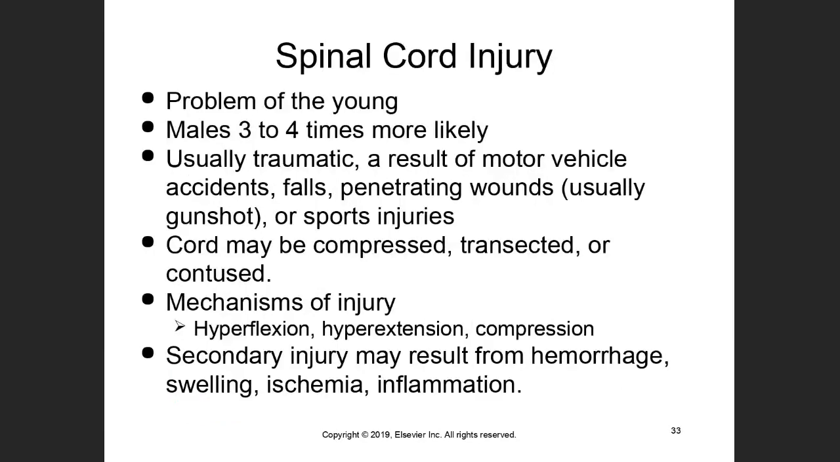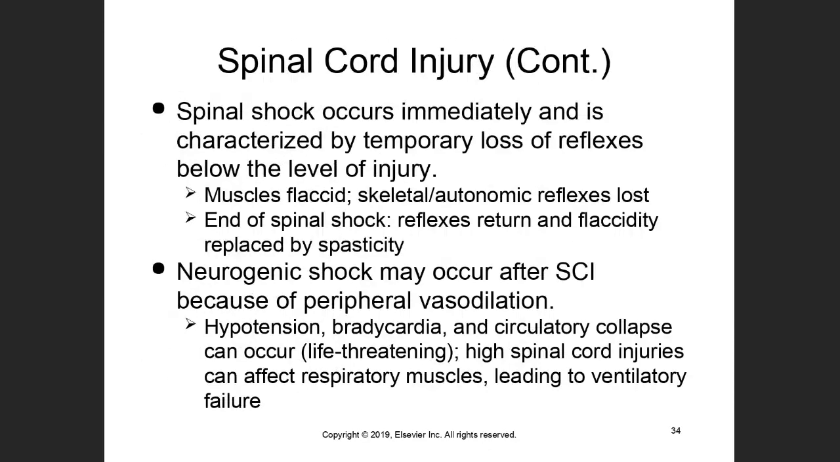Spinal cord injury, problem of the joints, males more likely, usually traumatic, resulting from motor vehicle accident, fall, penetrating wound, usually gunshot, and sport injury, or may be compressed, transected, or contused. Mechanism of injury: hyperflexion, hyperextension, compression. Secondary injury may result from hemorrhage, swelling, ischemia, and inflammation.